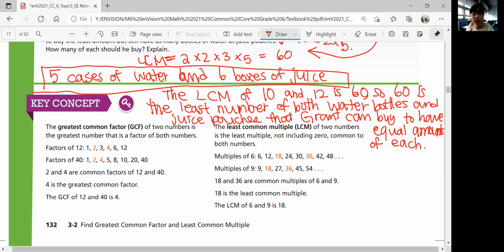That was lesson 3-2, finding greatest common factor and least common multiple. And you should be able to explain how to find GCF and LCM by now. I'll see you in the next lesson.